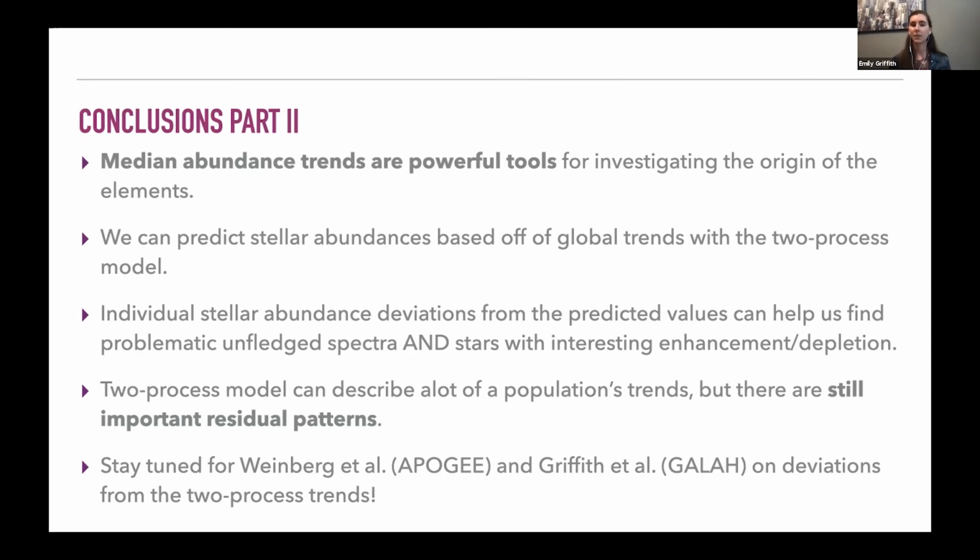And while the two-process model can describe a lot about our galactic population's abundances, there are still really important residuals. It's very interesting to look at the deviations from the two-process model to try to find interesting stars that might have awesome enhancements or depletions in elements and have cool enrichment histories.